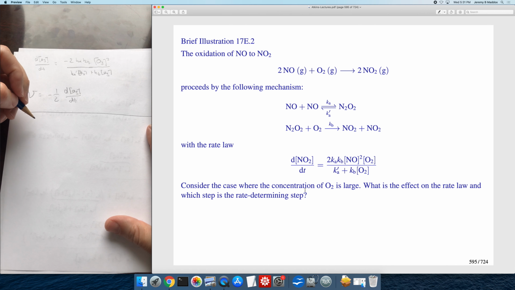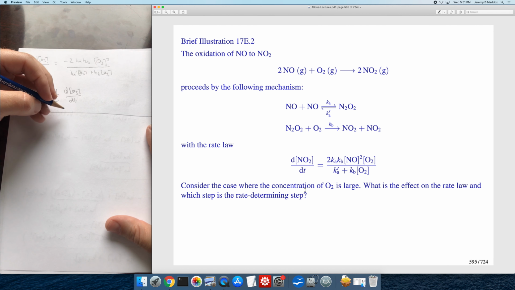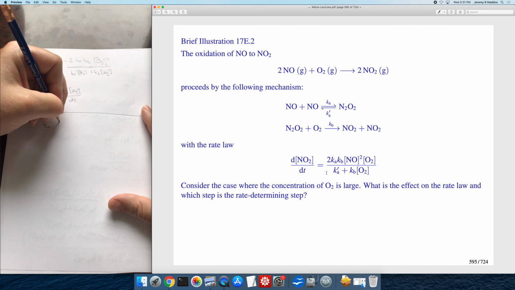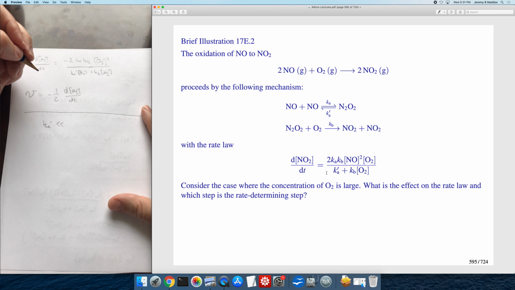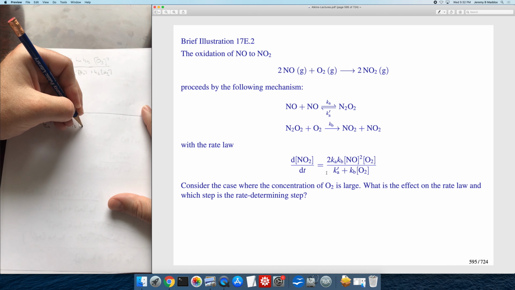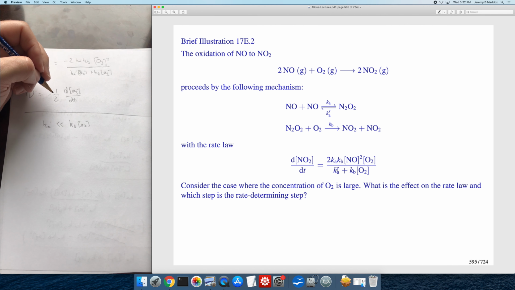And so what I'm going to do is make the mathematical argument that since the concentration of oxygen is very large, when we compare this rate constant to this quantity here, we can probably neglect Ka prime. So what I'm saying is that for the conditions they're asking us to examine in this rate law, Ka prime is much, much less than Kb times oxygen. What that means is that you can neglect this term relative to that one. We're saying that this number is insignificant compared to that number.